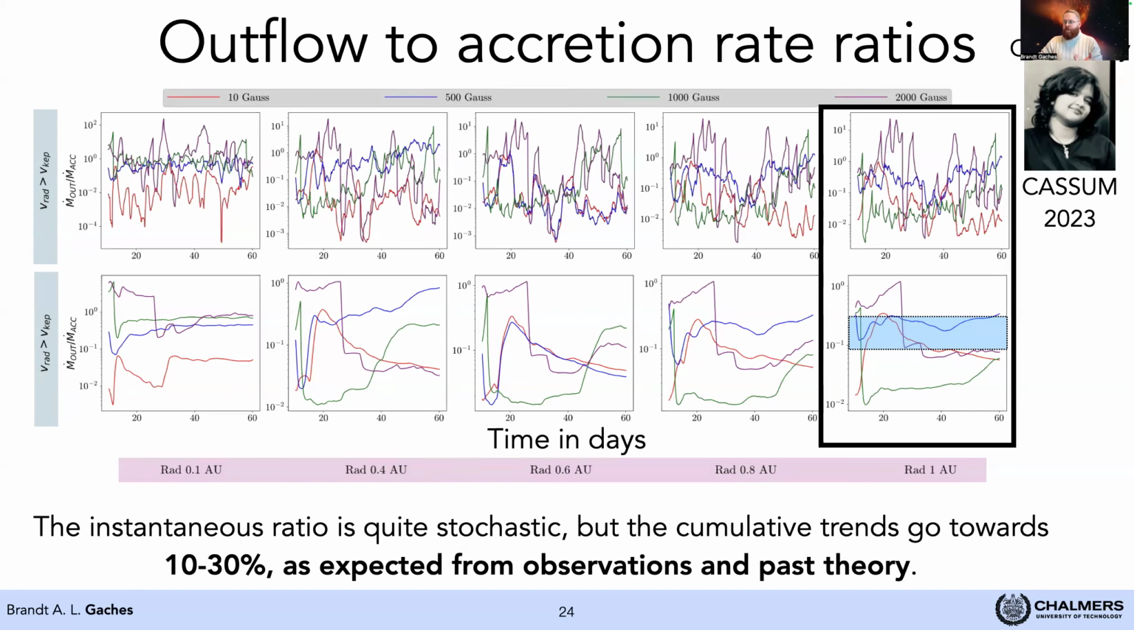And at 1 AU, which is on the far right on the bottom, we get values that are roughly consistent with 10 to 30%, which is oftentimes the value that people have put in for their subgrid star formation simulations, that, you know, 10 or 25% or whatever of the gas that's gained by the sink particle gets ejected by the outflow. So we seem to be relatively consistent with that, which is good news. So maybe we're getting something at least close to right.